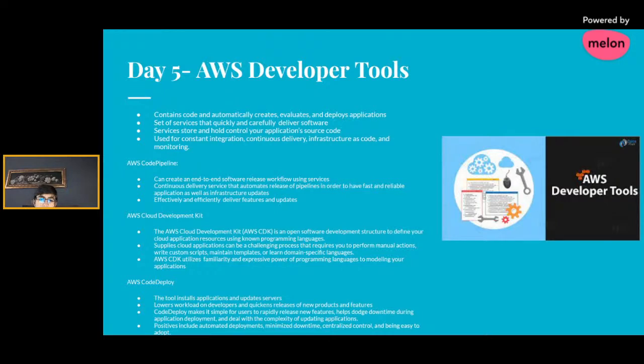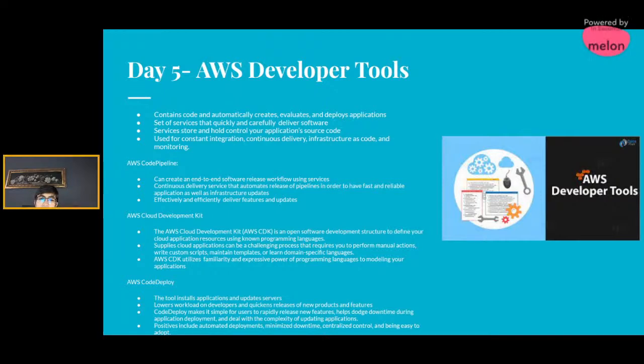AWS CodePipeline, AWS Cloud Development Kit, and AWS CodeDeploy are all examples. AWS CodePipeline can create an end-to-end software release workflow using services and provides a continuous delivery service that automates the release of pipelines in order to have fast and reliable application as well as infrastructure updates, and it can effectively and efficiently deliver features and updates.